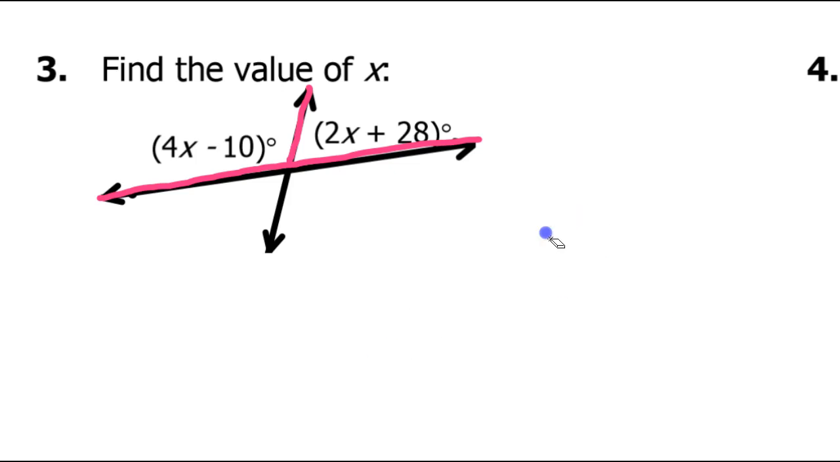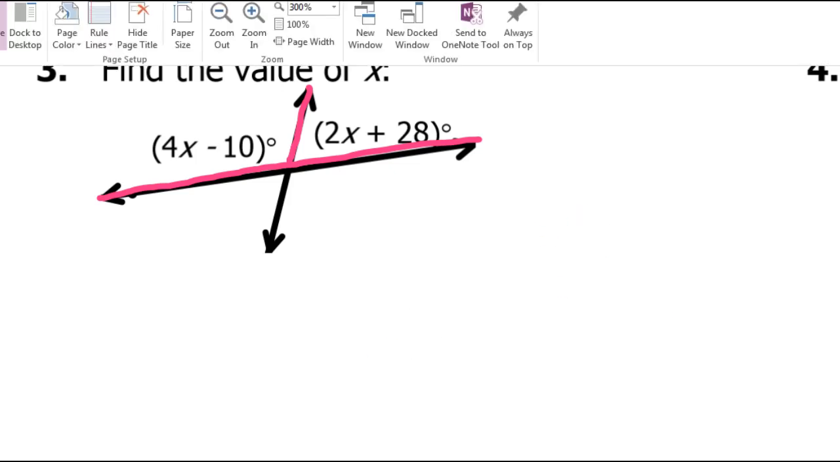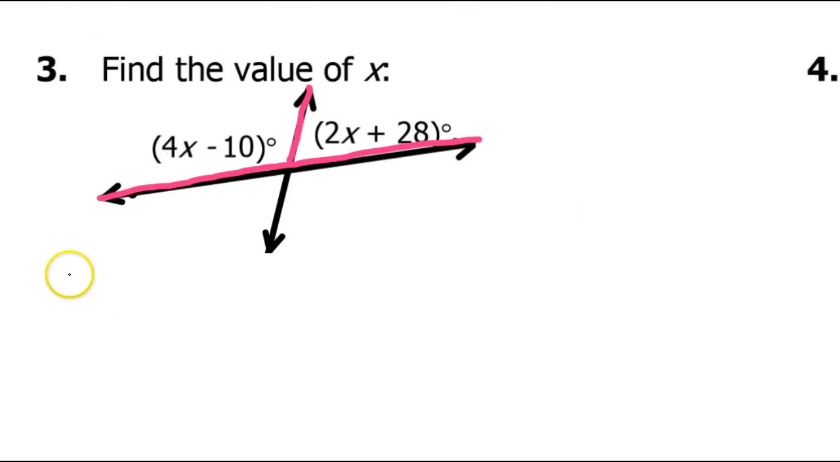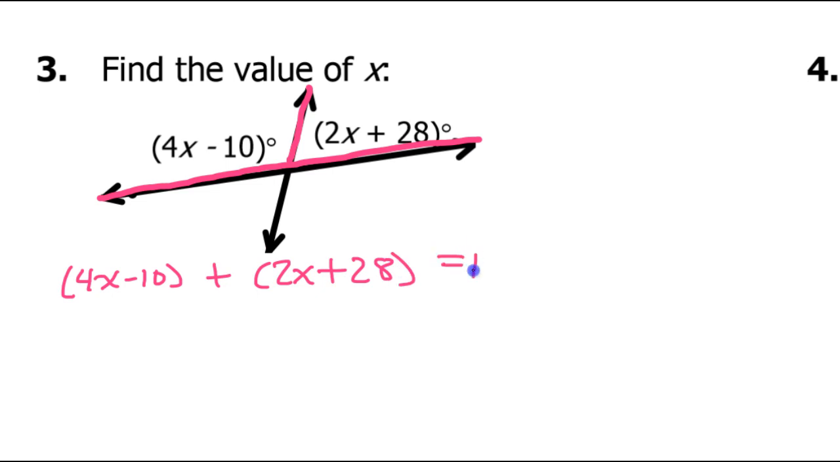They are supplementary. So you can make an equation out of that. If they add up to 180, that means that 4x minus 10 plus 2x plus 28 has to equal 180. Combining like terms, I'm going to have 6x, putting those two together, and then 28 minus 10 is 18, is equal to 180. Then subtracting 18 from both sides.